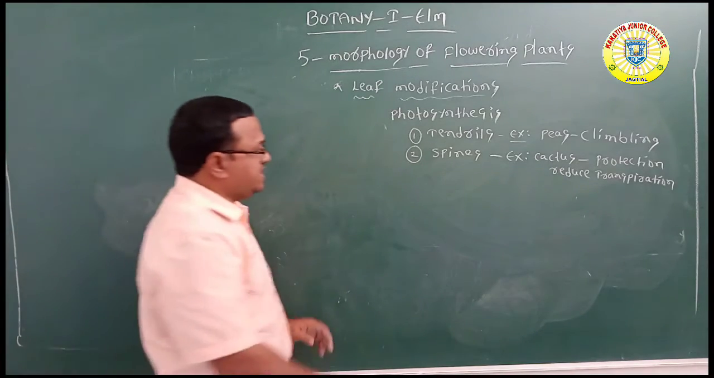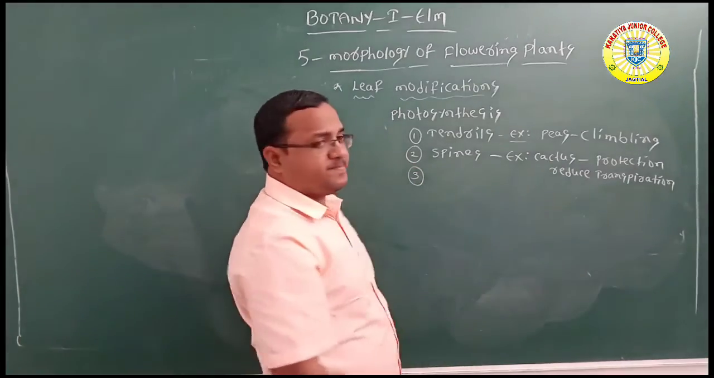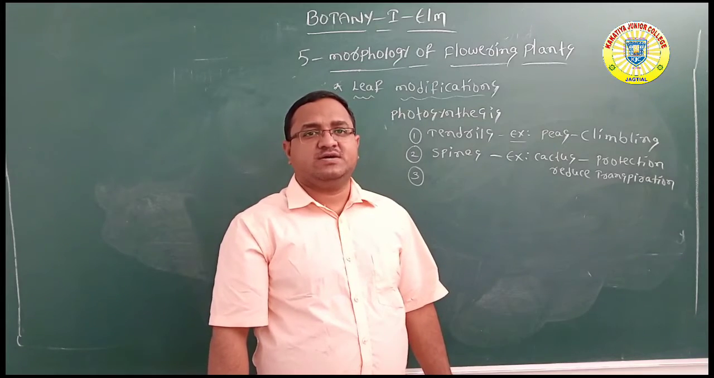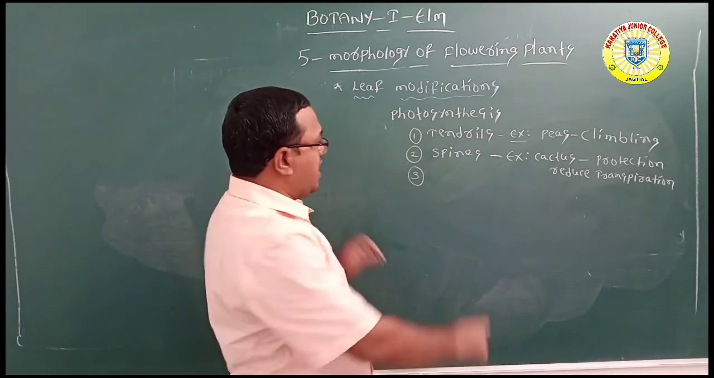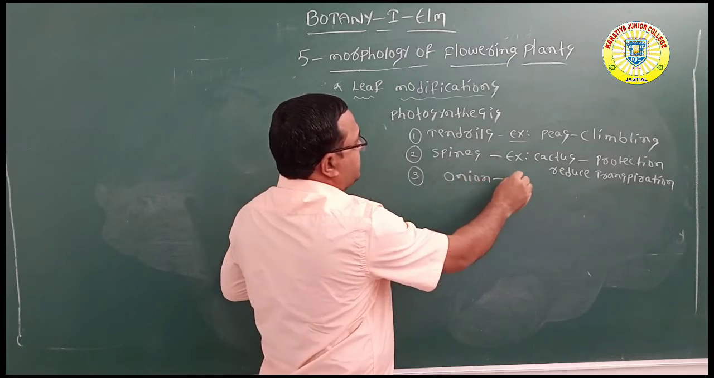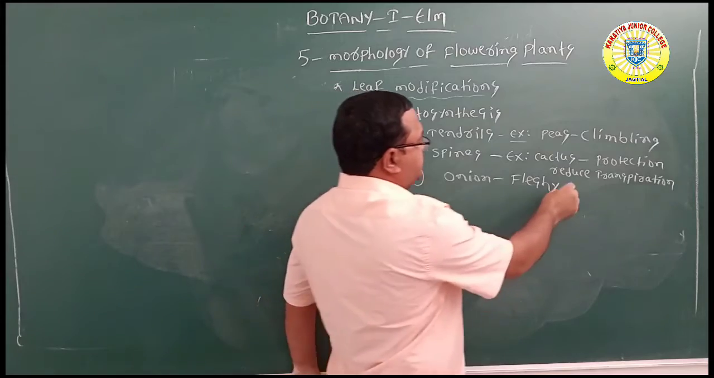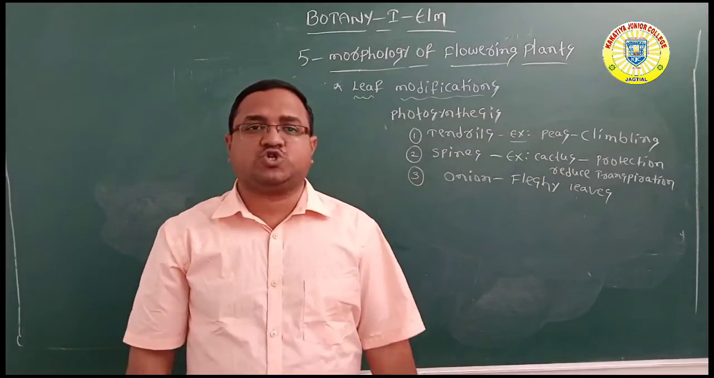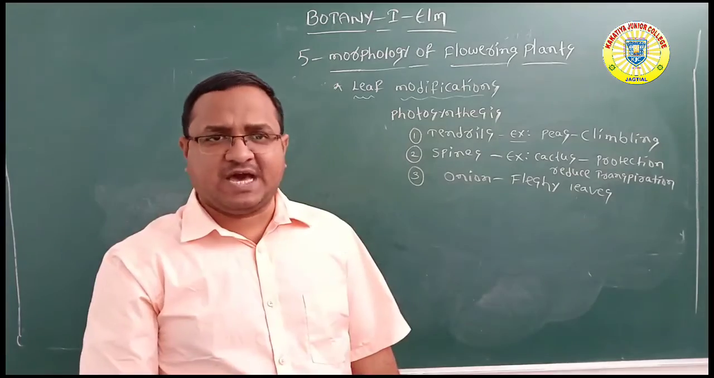Next, especially in onion and garlic, the fleshy leaves are modified to store the food. The leaves are fleshy, and the fleshy leaves are modified to store the food. Best example, onion and garlic. For that purpose they are modified.